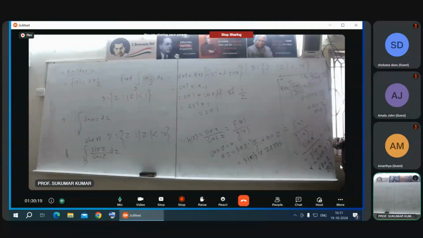N equal to 3, 7 pi by 2 also will come. After that, not possible, it goes greater than 10. Will 0 come as any point? 0 won't come, for any n. So we can say that here 4 points on the positive side, and the opposite 4 points, so 8 points will come. So 6 points will come.